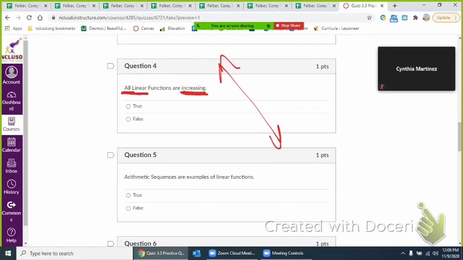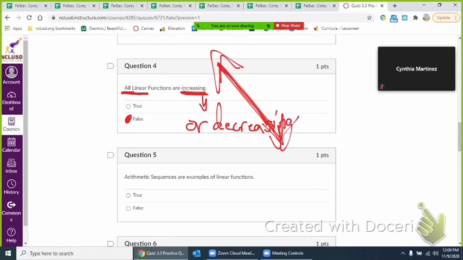Boom. That's a linear function, right? It's a line. But as we go from left to right, as we go from here this way, the line goes down. It's decreasing. So this one should have definitely been false. Because the thing is, they can technically be increasing or decreasing. We actually learned a new word too. They could also be constant. You could have a linear function that looks like this.